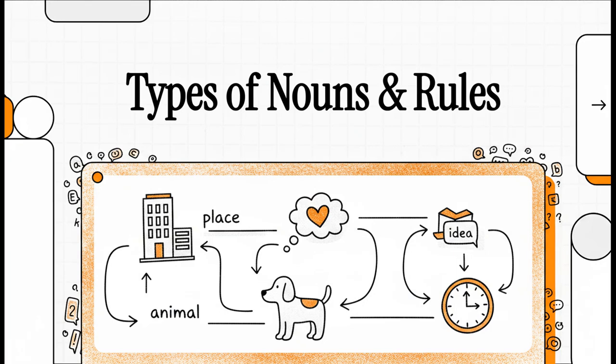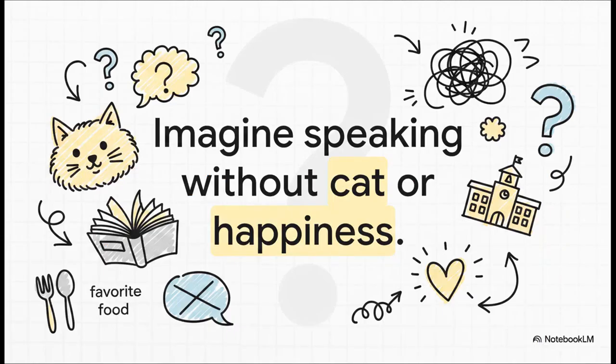Today, we are popping the hood on the English language to look at its unsung heroes, the absolute essential building blocks of everything we say. We're talking, of course, about nouns. We're going to break down the mechanics of exactly how we label our world. Okay, let's dive into this.